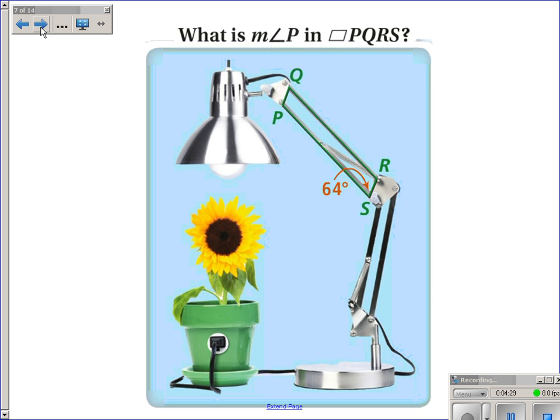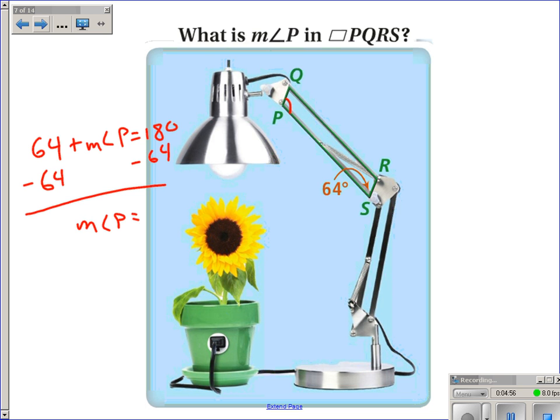What is the measure of angle P in parallelogram PQRS? So I'm asked about angle P, and I know angle S is 64. Now, since angle P and angle S are consecutive, they must be supplementary, and 64 plus the measure of angle P, you can call it x if you want, is equal to 180. I subtract 64 from both sides, and the measure of angle P is equal to 116.